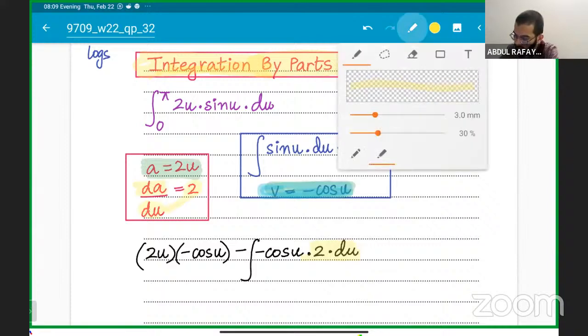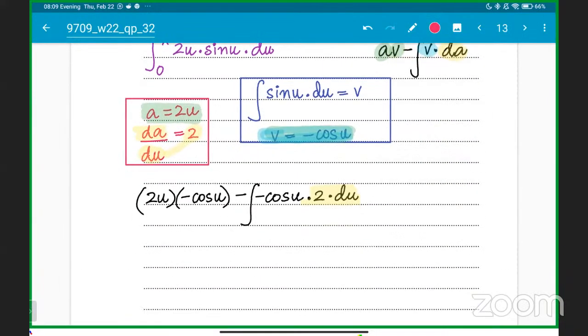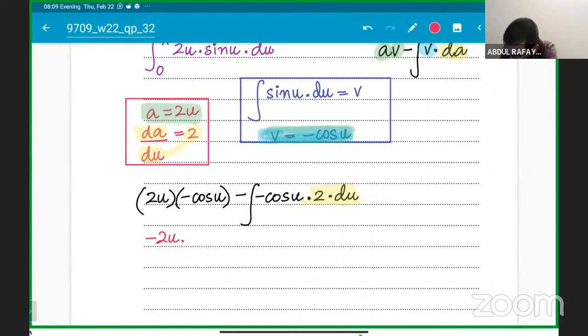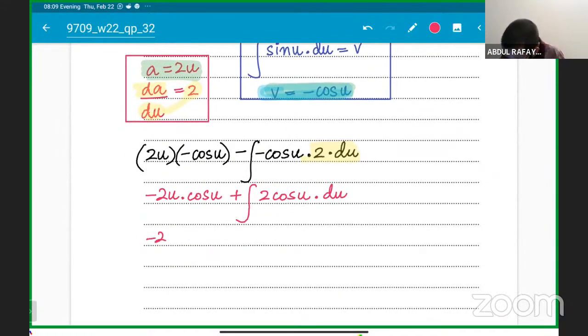Again, working out. Let's write it down. Minus 2u times cos u. Minus minus can become plus. You can take minus outside. It's very simple to integrate. Students, just integrate 2 times cos u and get the value now. So minus 2 times u times cos u.